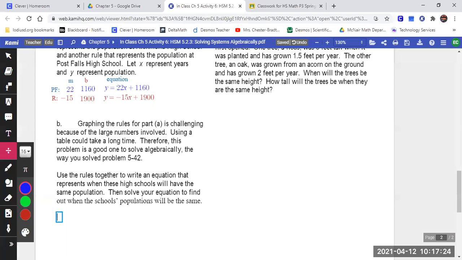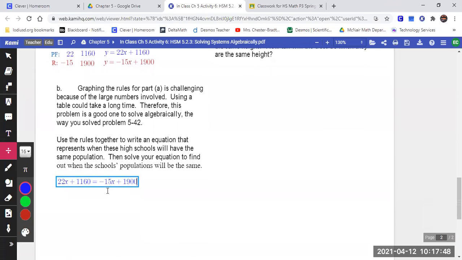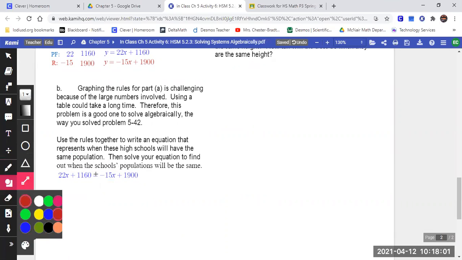What's it going to look like? Set them equal, just like we did up above. Yes. So 22x plus 1160 has to equal negative 15x plus 1900. Okay? And we're going to solve this using our big zeros and our big ones. Once we get the x, we're going to put it back in for the y, to check, just like we did. Okay? So get our balance beam in here.